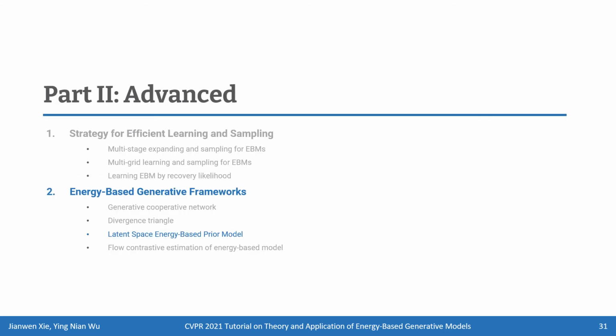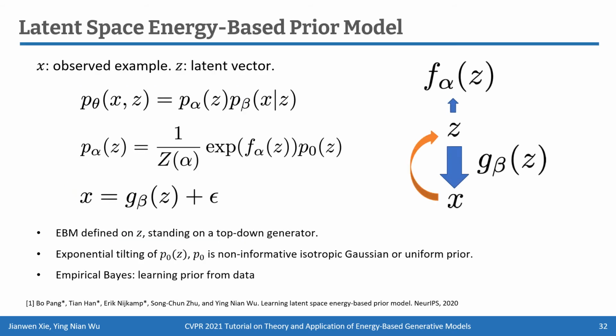We are now ready to move to the next part, which again involves a generator model. However, instead of learning a generator model and energy-based model separately, we now learn an energy-based model in the latent space for a generator model. We call the resulting model the latent space energy-based prior model.